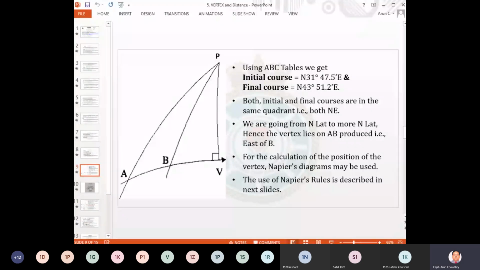For calculation of V, put the angle V as 90 degree and then make the diagram. I'm giving you 2 minutes so that you can make this Napier's diagram.